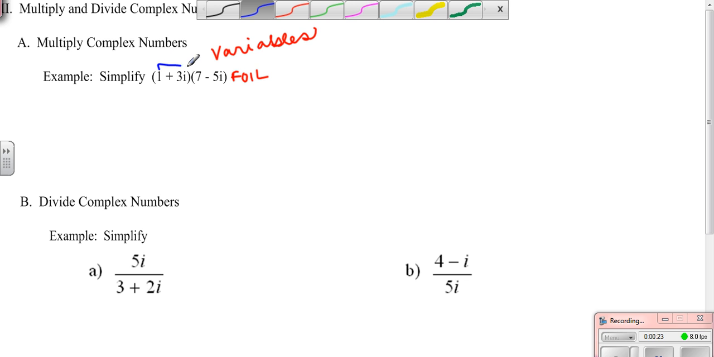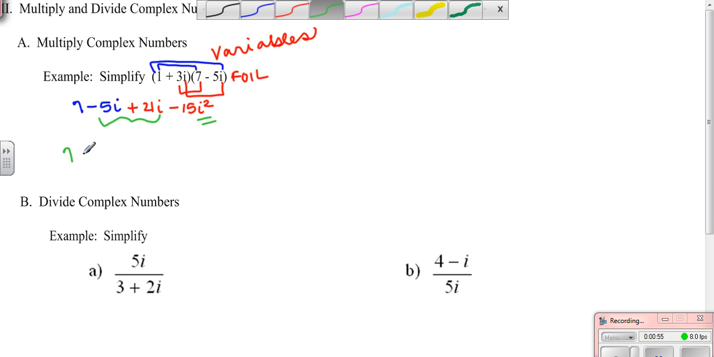So I'm going to take my first two terms times each other, my outside terms times each other, my inside terms times each other, and my last terms times each other. Now 3i times minus 5i, remember, is minus 15i squared. Now a couple of things happen. Your outside and your inside are still going to combine, but I have some simplifying to do right there.